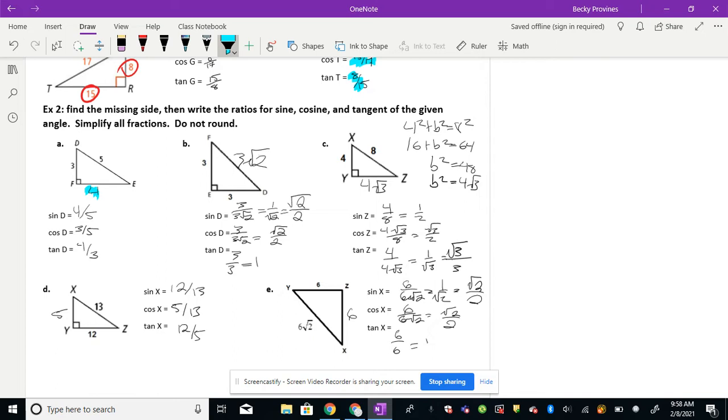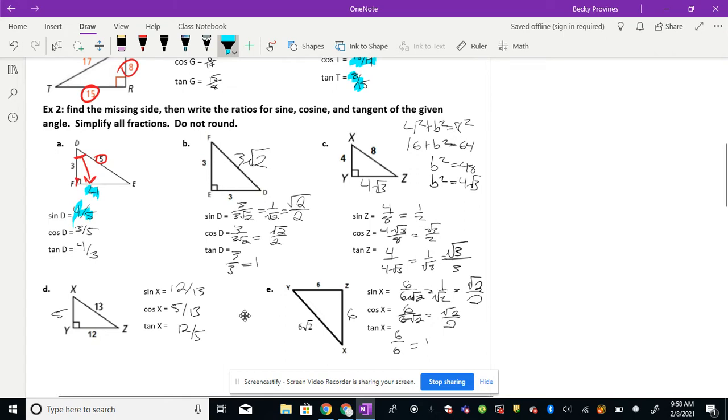All right, so now we're working with angle D. So we're starting here. Opposite of D is going to be 4. Sine is opposite over hypotenuse, so we did 4, and then the right angle right here tells us that 5 is our hypotenuse, so we're going to have 4 over 5.